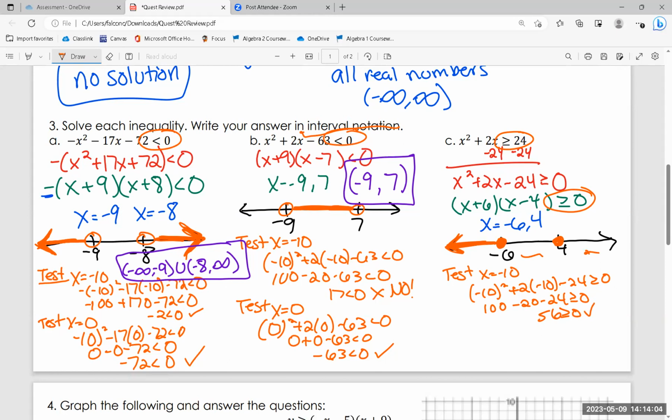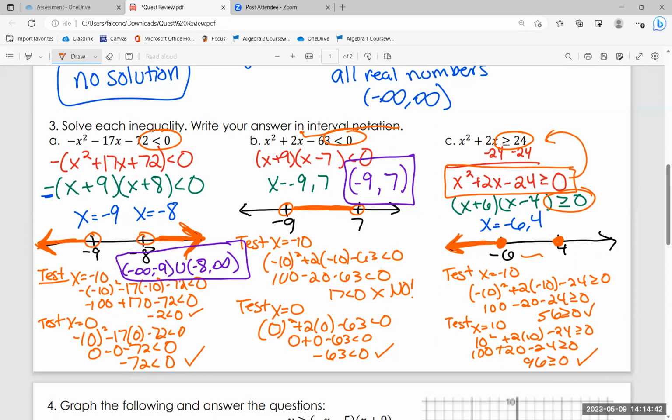So let's test something bigger than 4. Let's do positive x equals positive 10. So we're going to have 10 squared plus 2 times 10 minus 24 greater than or equal to 0. And I'm plugging into this one. You could technically plug into the original equation. It doesn't really matter. It would just be that side would have to be greater than 44. Okay, so 100 plus 20 minus 24. Oh yeah, that's definitely going to work. 120 minus 24 would be 96. So that works too. So yeah, we want greater than 4.